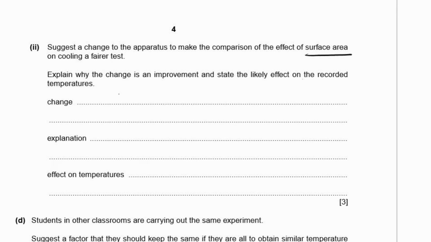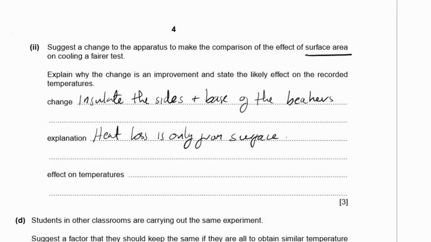So there we go. The change: insulate the sides and the base of the beakers. The explanation? Well, if we do this, the heat loss is only from the surface. And the effect on temperatures, as we said, the temperatures would just be higher.